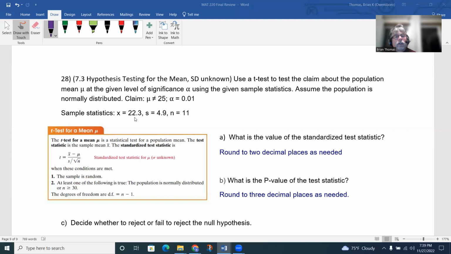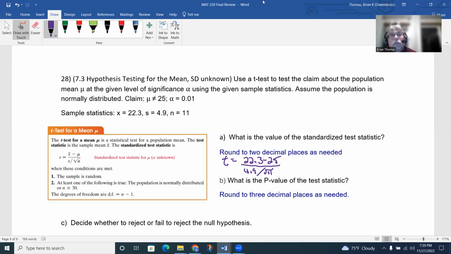The sample mean is 22.3. Our sample standard deviation was 4.9, and our n was 11. So again, we can find the test statistic using the formula, x bar minus mu. That's going to be 22.3 minus 25, and we're going to divide that by 4.9 divided by the square root of 11.